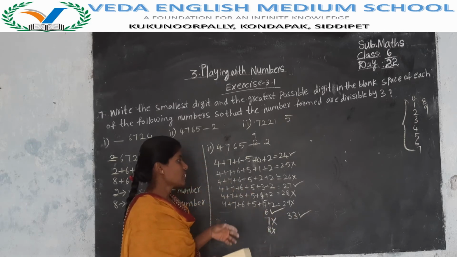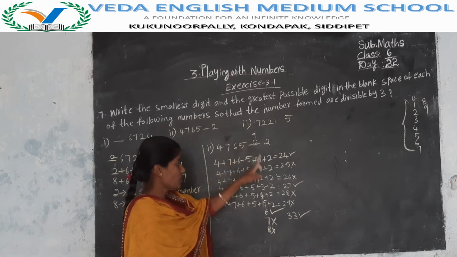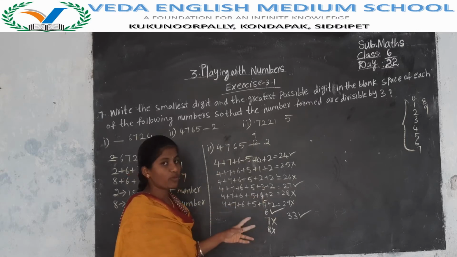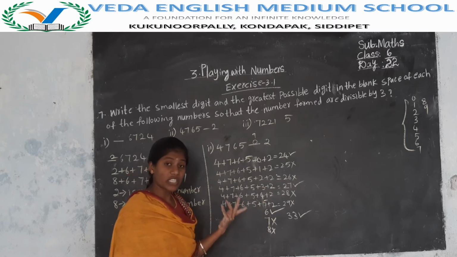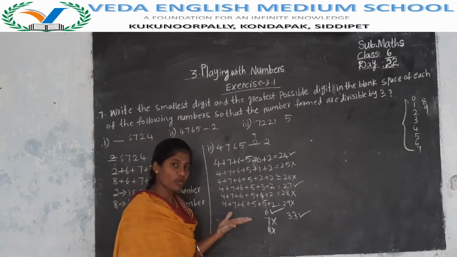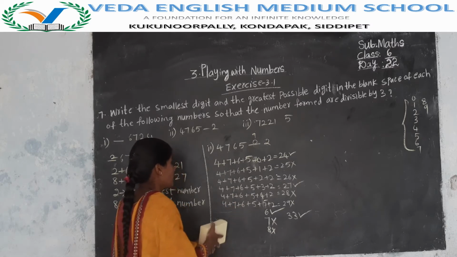Now, which and which numbers are divisible by 3? 0 is possible, 3 is possible, 9 is possible. 0, 3, 9. What is the smaller number? What is the greater number? 0 is the smaller number, 9 is the greater number. So, you have to write here.